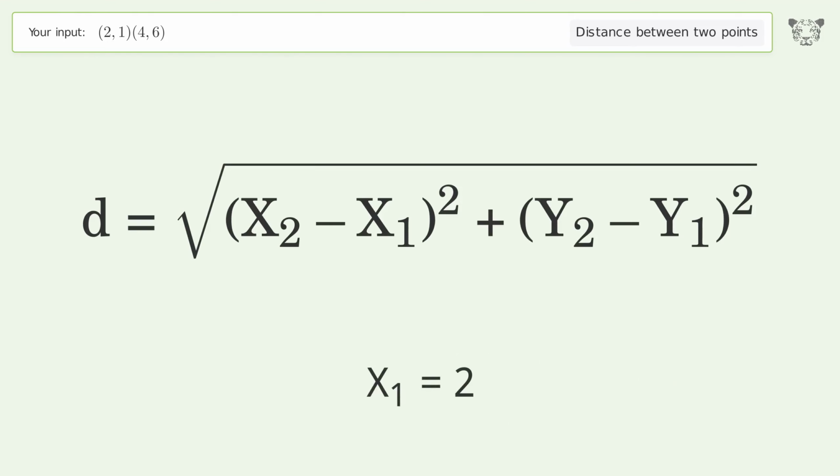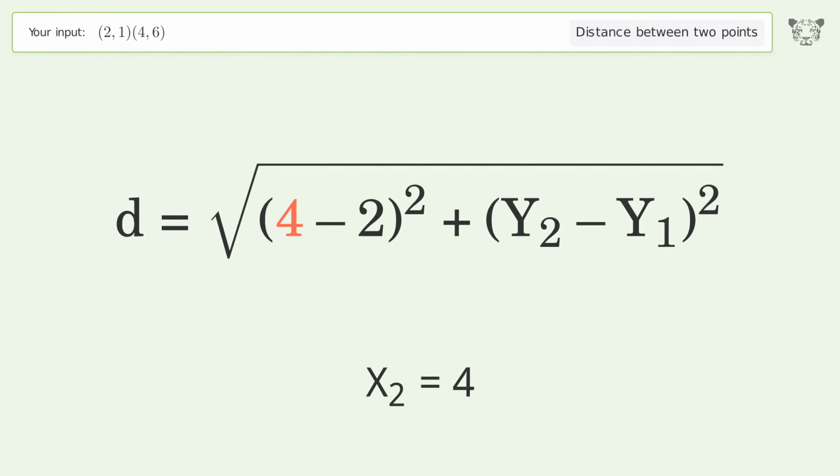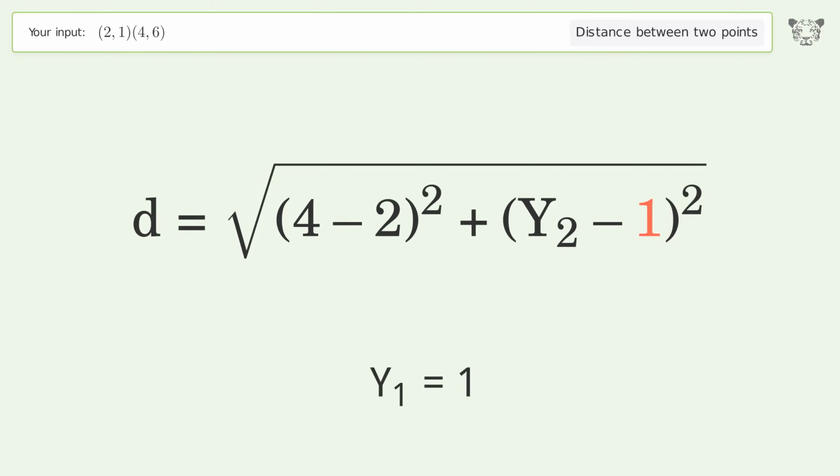x1 equals 2. x2 equals 4. y1 equals 1. y2 equals 6.